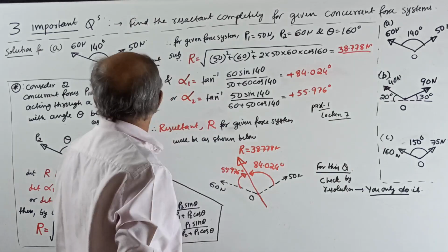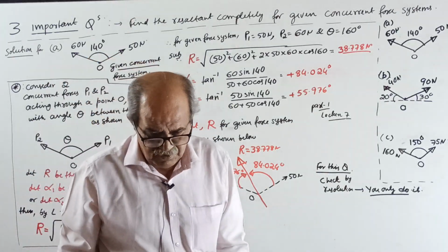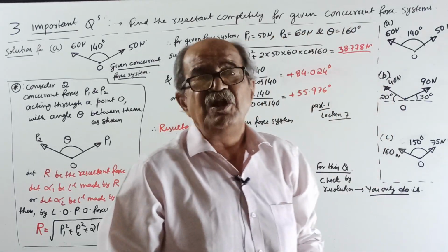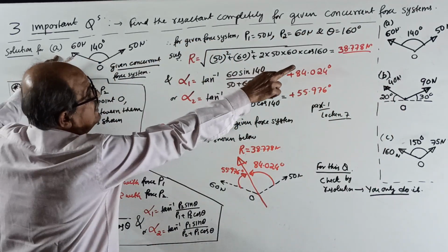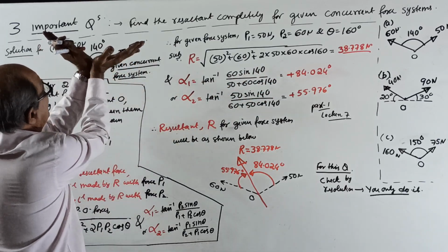Okay, start. Solution. Right here, you should write: solution by law of parallelogram of forces. That is all you have to write, I told you. Dictation I will do. Start. First, solution for A. Whatever is given, sketch here. See, 50, 60, 140. Something like this.